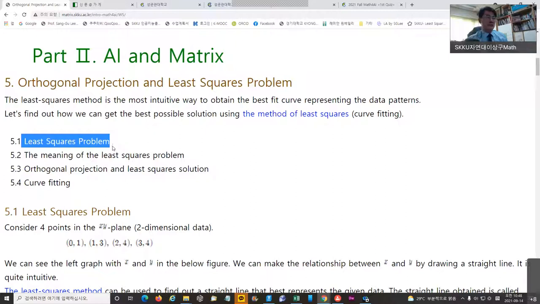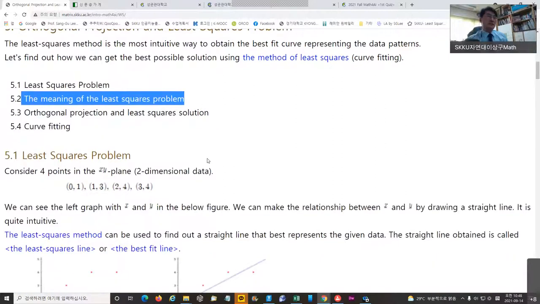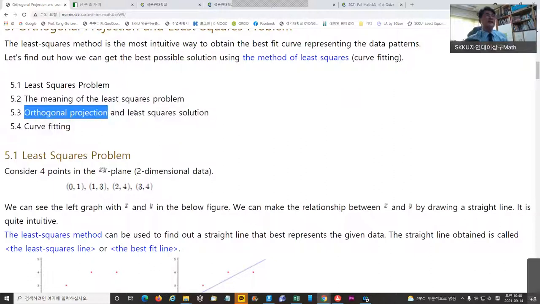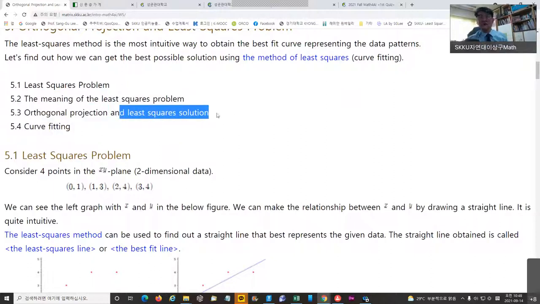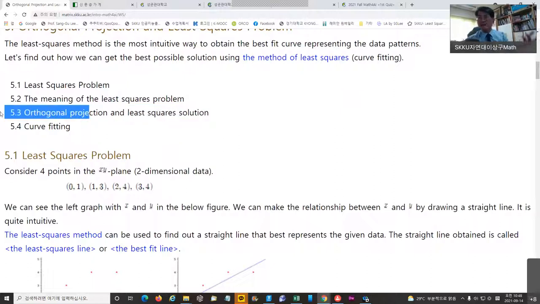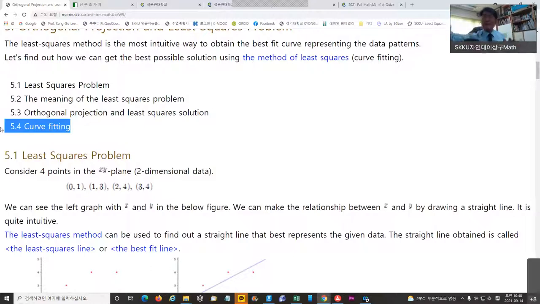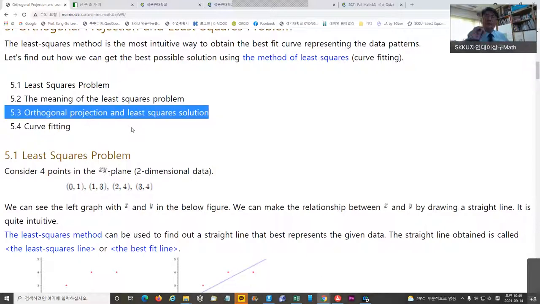So the least square problem will be introduced, and you have to understand the meaning of the least square problems and orthogonal projections. Then the least square solution will easily follow with this concept and the solution of AX is equal to B. Then this concept will be used for curve fittings. For many data, you can find the pattern with an equation, and all patterns can be represented as a mathematical function such as a polynomial. So this is one of the most important concepts for AI.